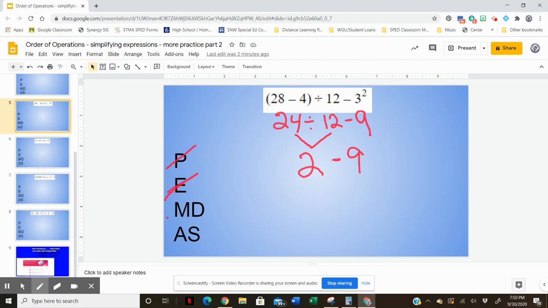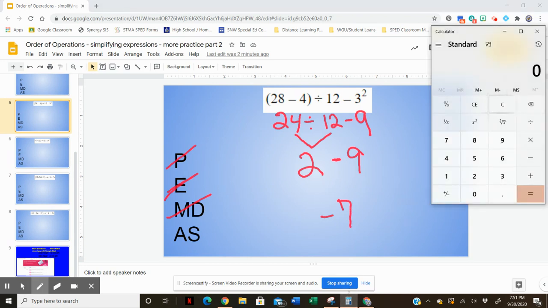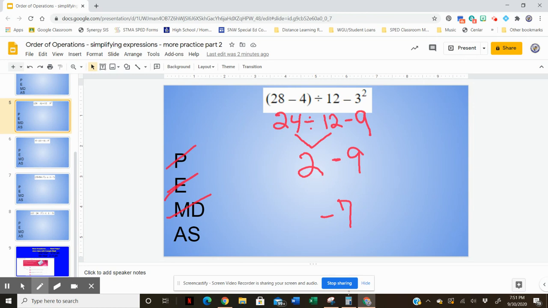I have no more multiplication or division, only addition, subtraction left. In this case, it's subtraction. I have 2 minus 9. I know the answer is a negative 7. But if we're uncertain, we're going to go ahead and just go 2 minus 9, and the calculator is going to do all the hard work. It's going to give us the answer of a negative 7. So take the time, follow the steps, and it's not as hard as it might look.